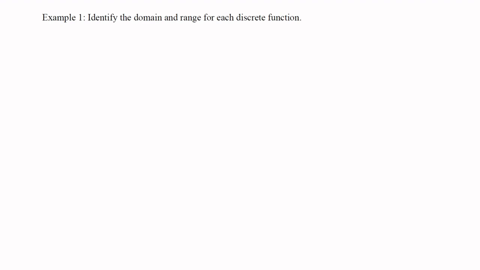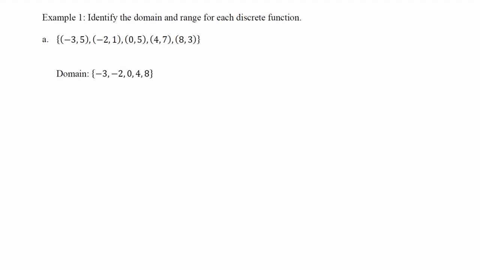So let's identify the domain and range for each of these discrete functions. In A, we have a set of ordered pairs. So all you have to do for the domain is write down all of your x values in a set of curly braces. For your range, you just have to write down all of your y values in curly braces.